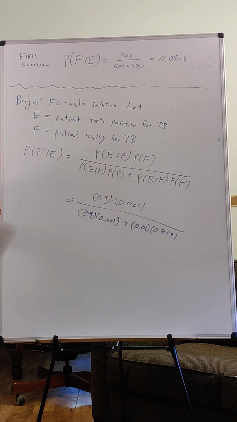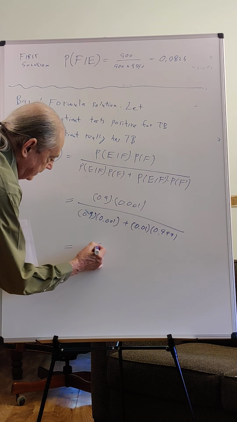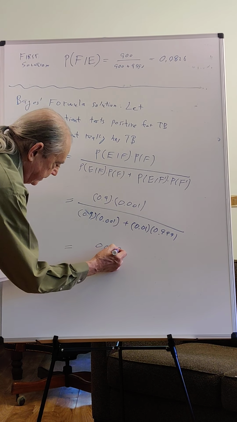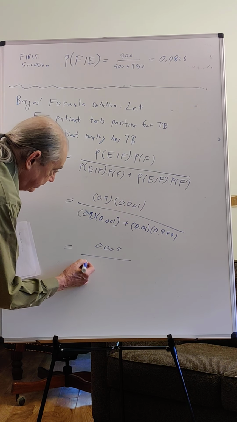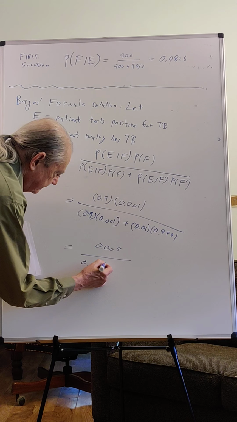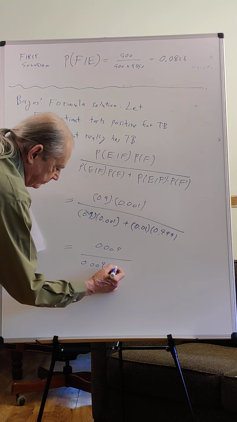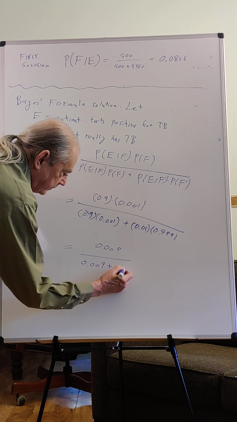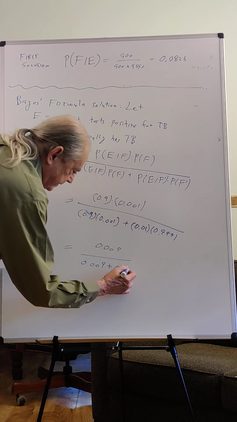Okay, so let's finish here. This is 0.009 over 0.009 plus, shift the decimal point 2 places, 0.00999.